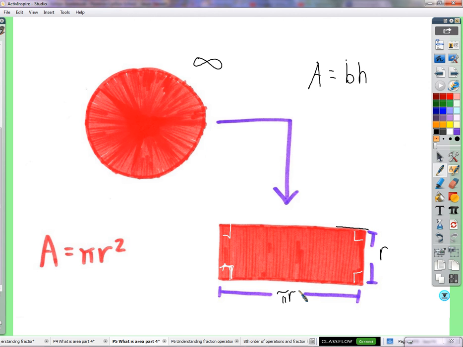So when we plug that into base times height, we get 1 pi r for the base times r for the height. And what's r times r? R times r is r squared, just like 2 times 2 is 2 squared, 5 times 5 is 5 squared. Pi r squared, does that sound familiar? Yeah. Area of a circle, pi r squared.